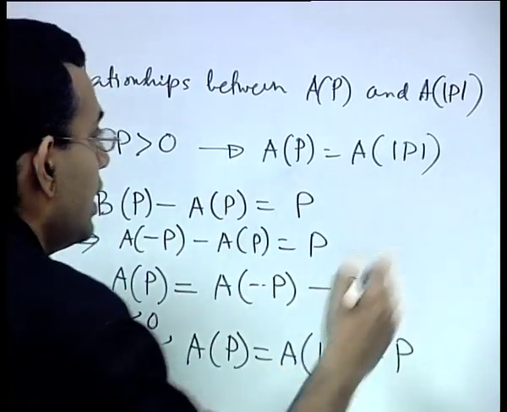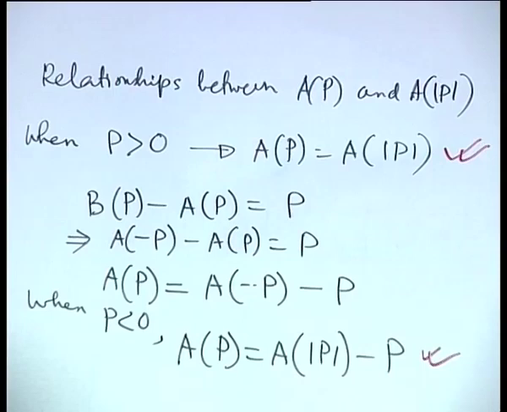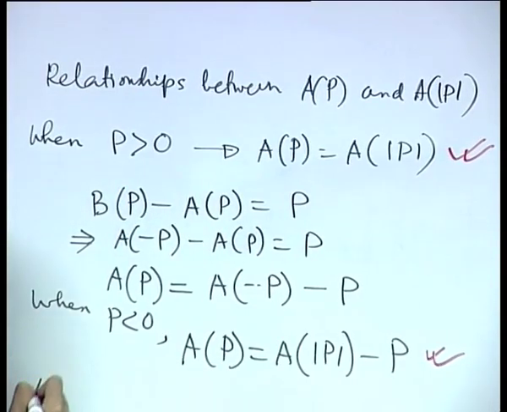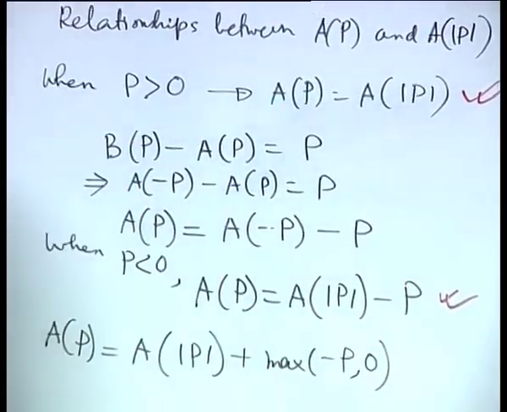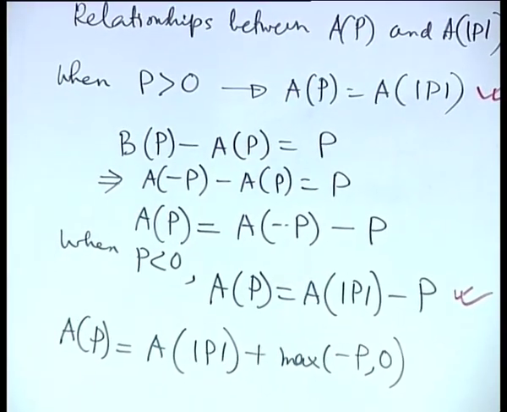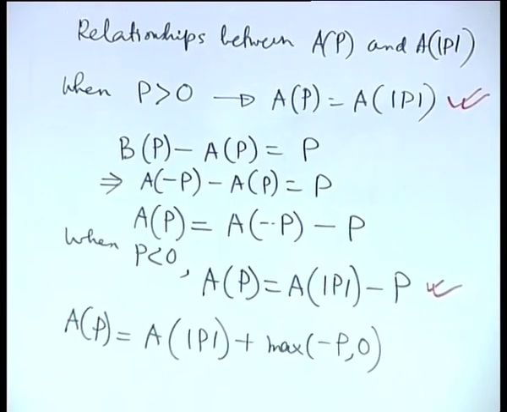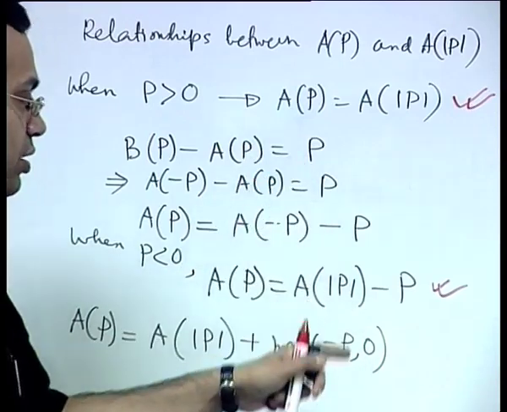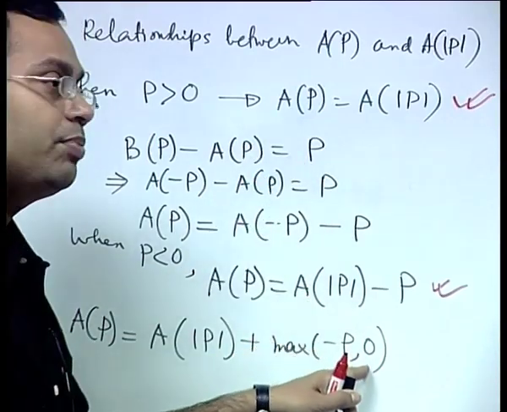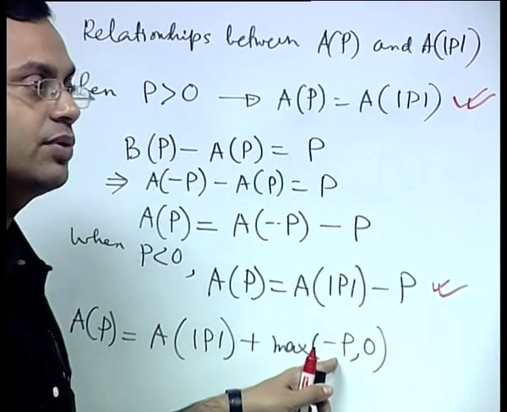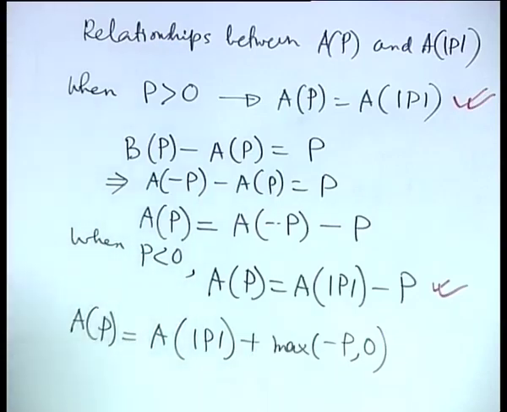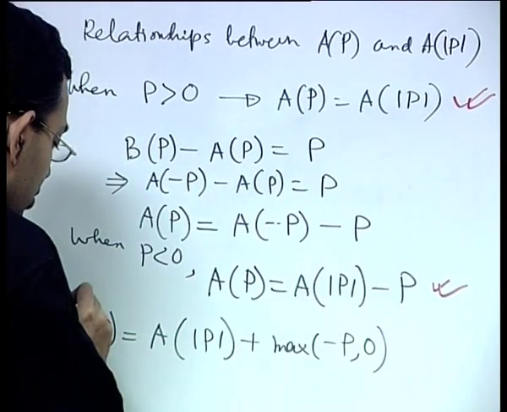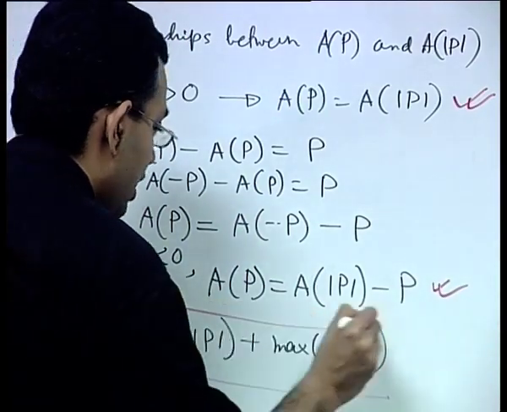Now, let us try to combine these two. If you combine these two, then you can write A of P is equal to A of mod P plus max of minus P and 0. Because out of minus P and 0, you have 0 as max when P is greater than 0 and minus P as max when P is less than 0. So, it covers both of these cases. So, this is a very important relationship between A of P and A of mod P.